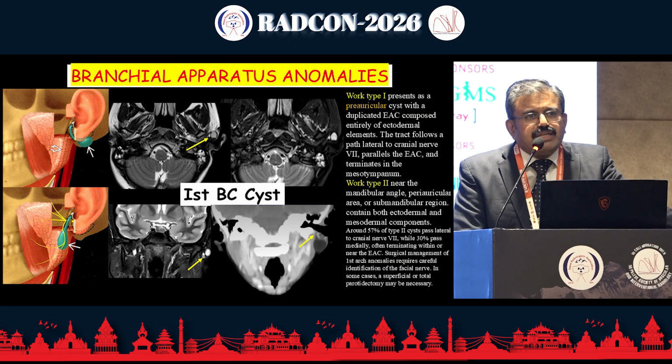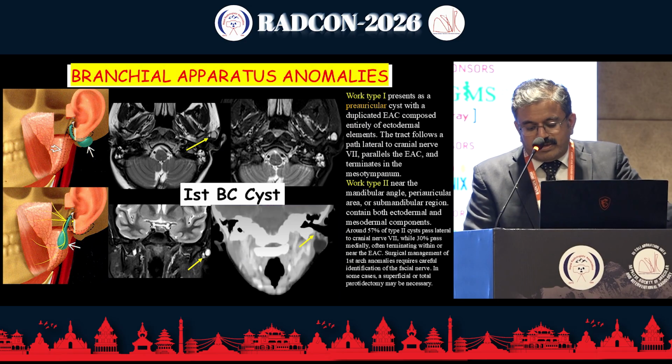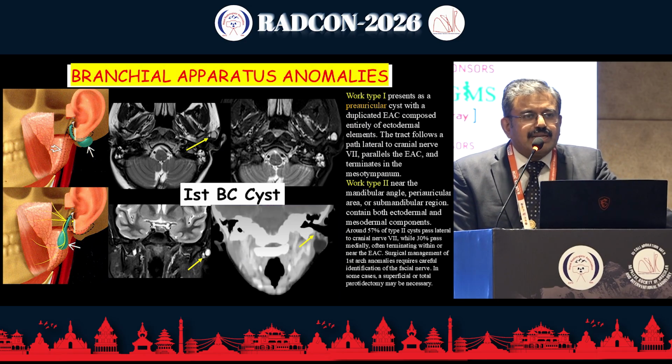if there is communication, then recurrent fistulas and sinuses can occur, and you have to completely excise the tract, otherwise you will get recurrence. So this is type 1, and you can see there is a communication to the external auditory canal, so you have to excise the entire tract, otherwise you will get recurrence. So this is the type 1 branchial cleft cyst.